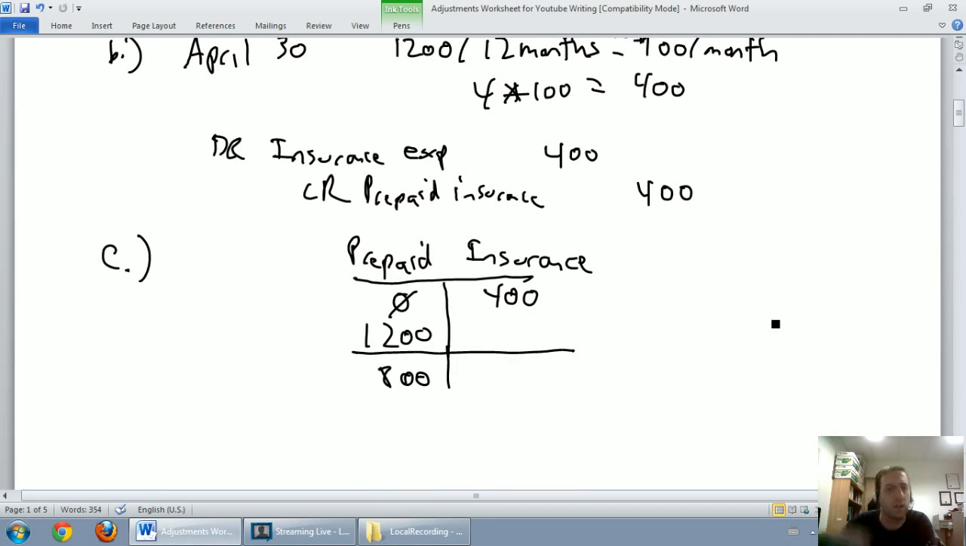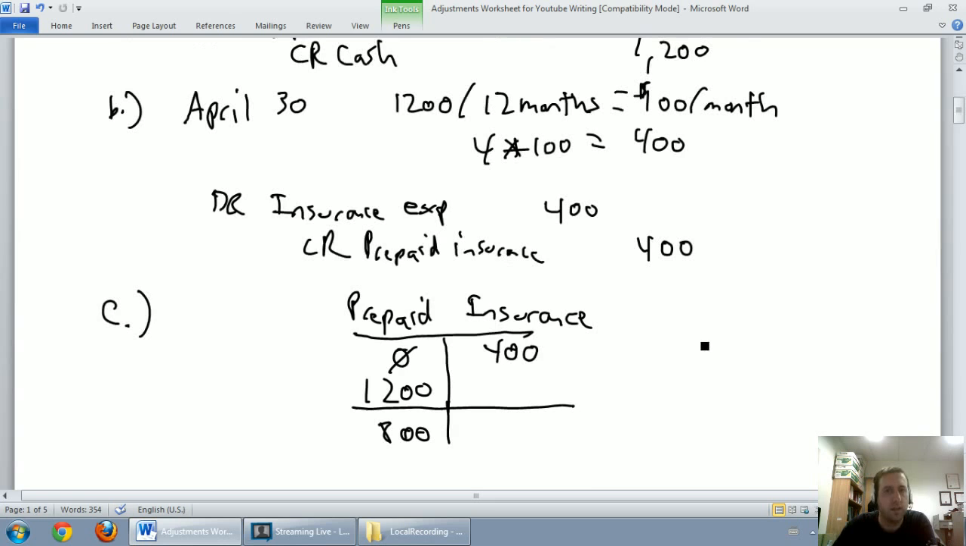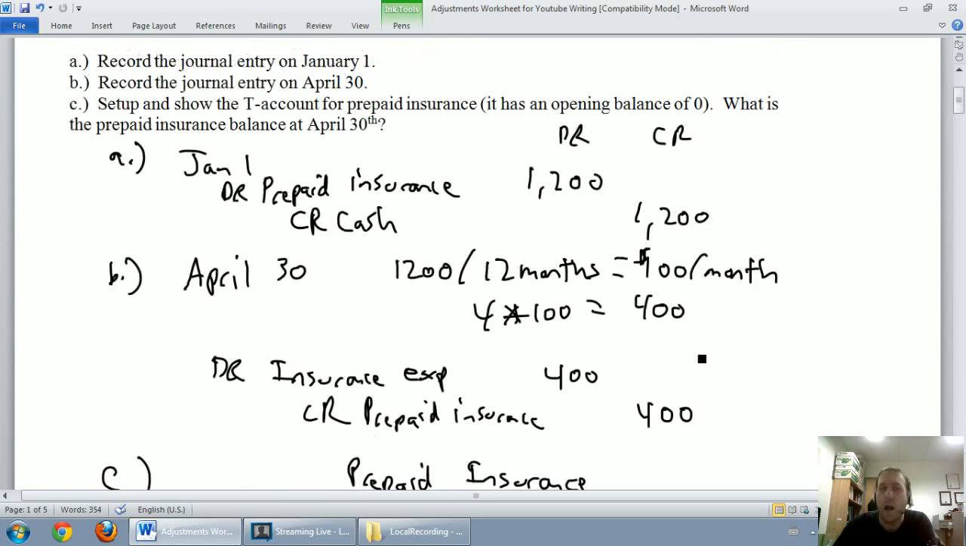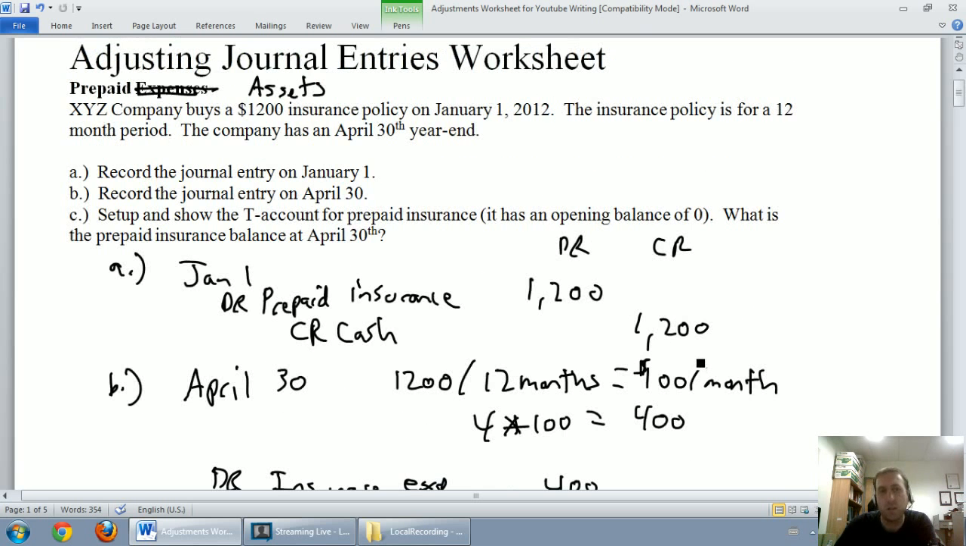We can do it with a T account. You can just do it in your head. We have $800 of insurance left over, and that'll get used up by year end. That'll expire by year end. I hope you understand prepaids a little bit better.